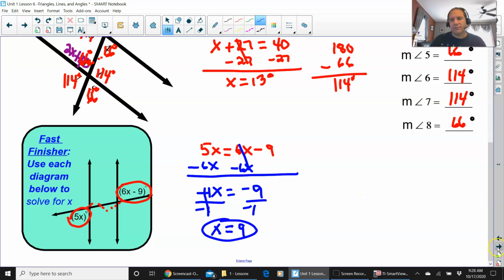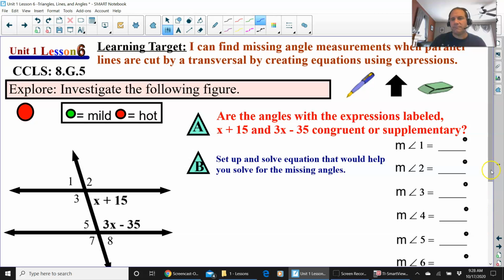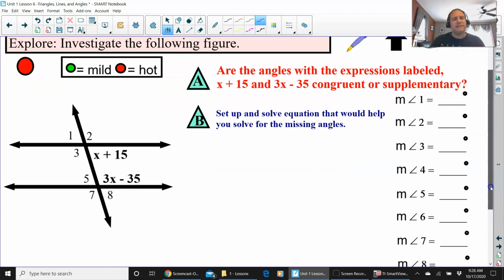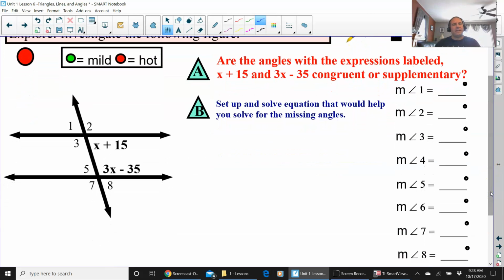All right, so here's the next problem right now. Go ahead, same thing. Are they congruent or supplementary? Set up your equation. Do you think that these angles are equal to each other? Do you think that when you add them together they're equal to 180? Try the problem, set up your equation, solve your equation, substitute to find all the angles, press pause, and try it now.